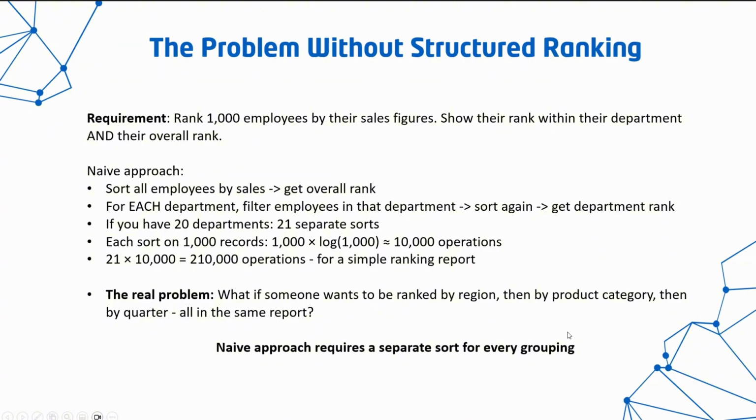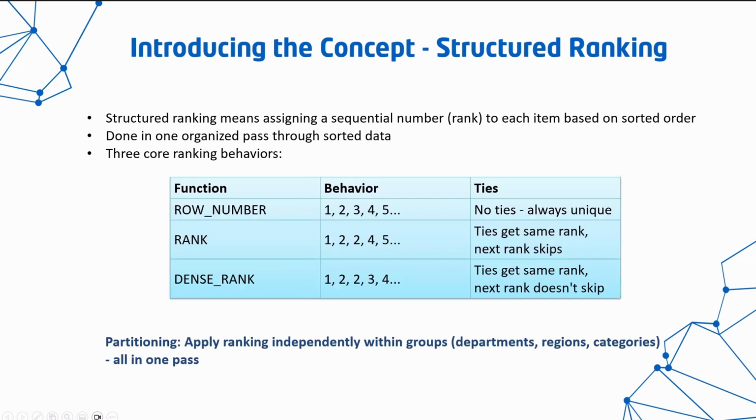So the real problem is, if someone wants to be ranked by region, product category, by quarter, and a bunch of other parameters, every approach requires a separate sort and a separate group. So that's where these three ranking concepts come into place. You should know which function to use when you're trying to solve which problem.